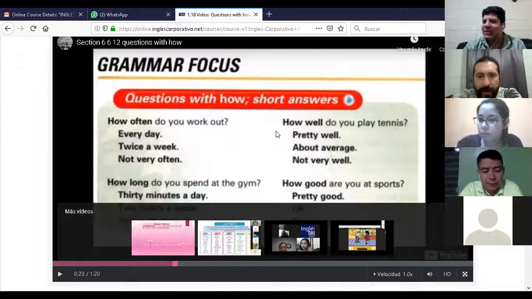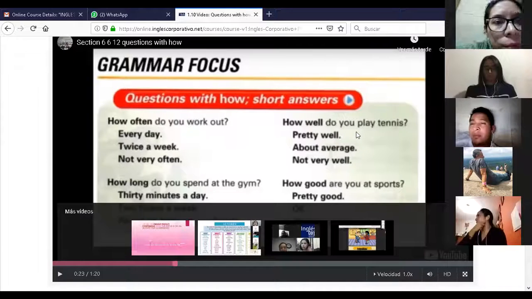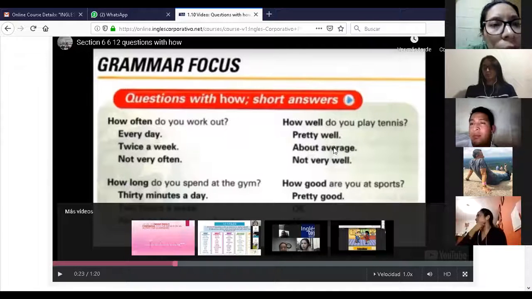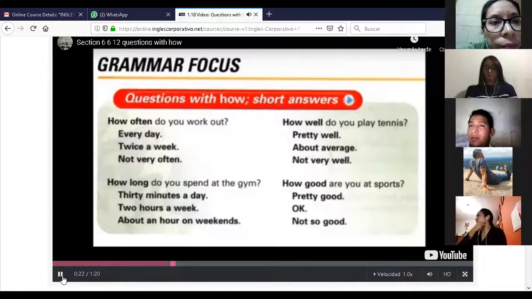Pretty well. Who can tell me the meaning of about average? En el promedio. Exactly. About average, es así como que... Más o menos. So, say with me, about average. Aquí average, no vamos a poner la E. Average. How often do you work?